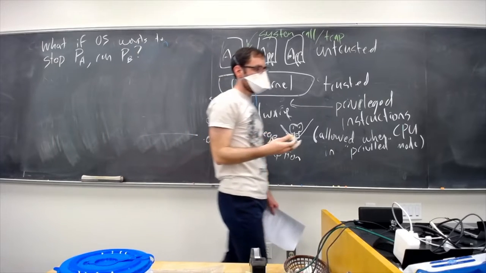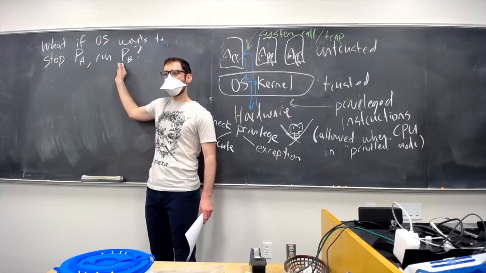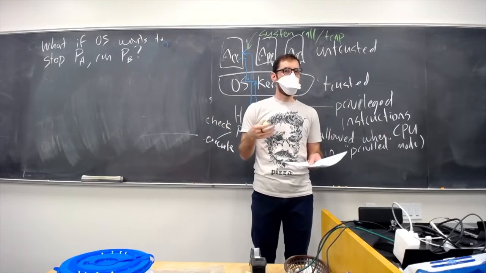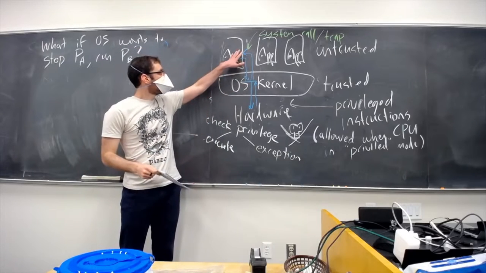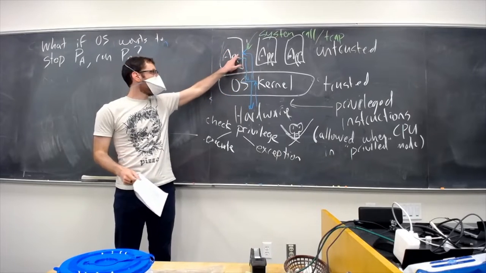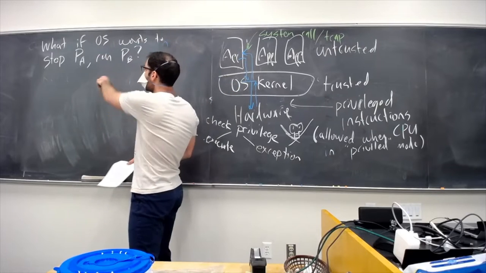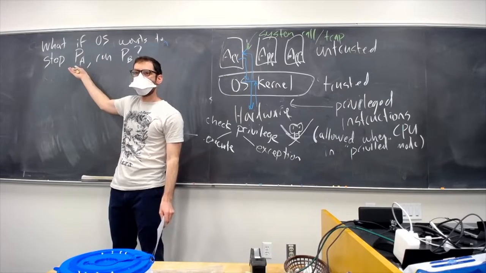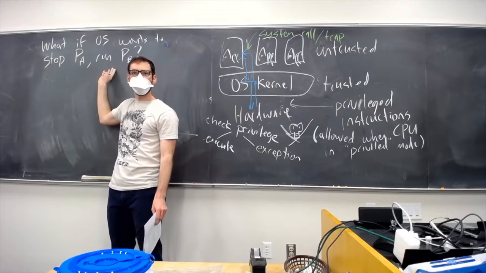So what if our operating system wants to stop running some process A and start running some process B? We talked about how this is a context switch, kind of what the operating system needs to do. But in this model, in order for the kernel to do something, the application is asking it to do something. And in this scenario, process A is not asking the operating system to stop it. The operating system wants to stop process A and give process B a turn.